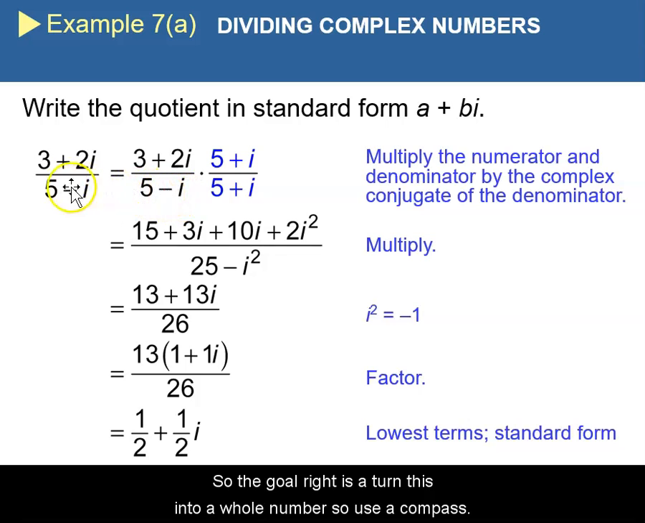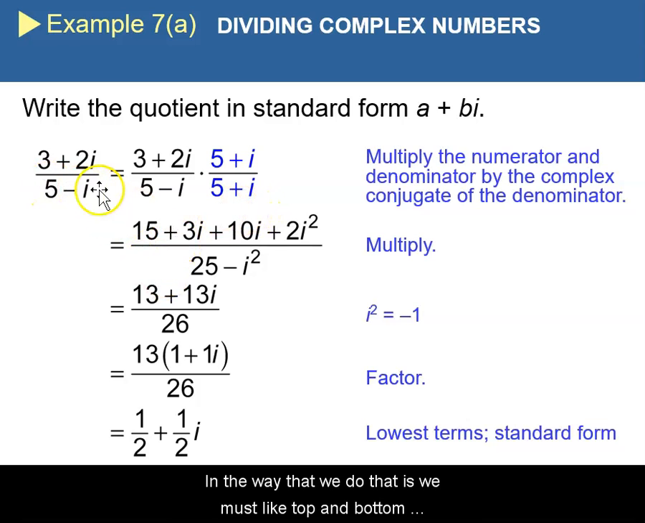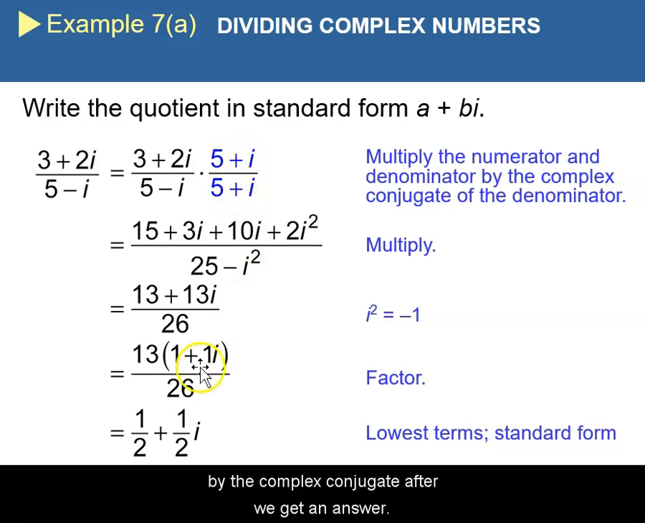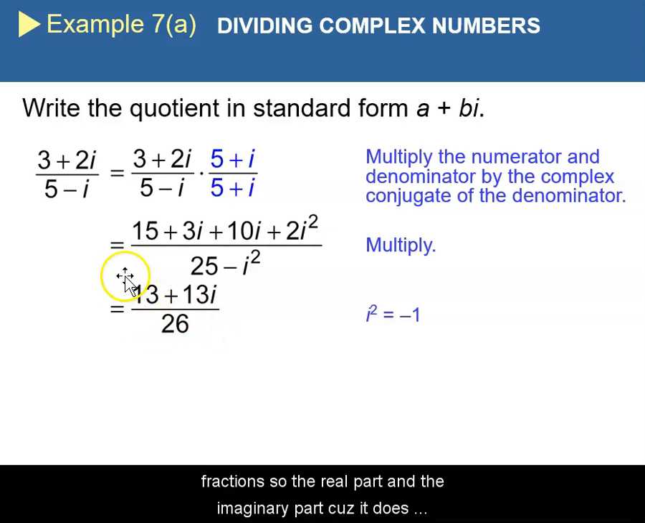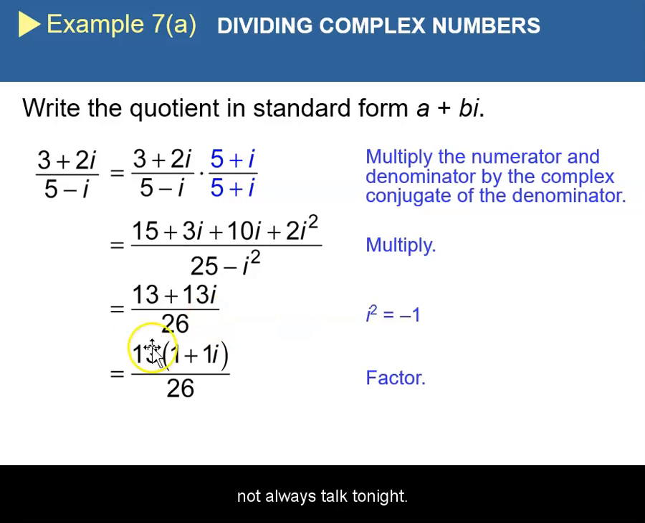So the goal, right, is to turn this into a whole number. So we use the complex conjugate. And the way that we do that is we multiply top and bottom by the complex conjugate. After we get an answer, right, in this form, we got to separate it into two parts. So we're going to separate this into two fractions. So the real part and the imaginary part, okay, because it does not always factor nicely.